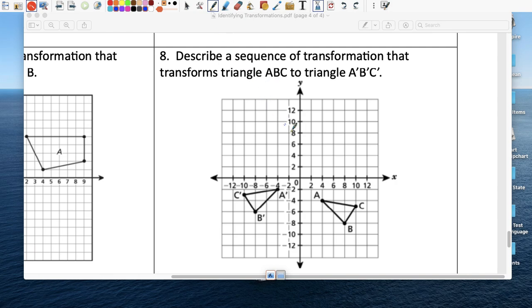8. So we're going from this, the original, to that. All right, so let's look at their seating arrangements first. So we go from A, C, B clockwise. And then over here, it's A prime who's sitting next to B prime, who's then sitting next to it. So you notice that this order has changed. So there's a reflection involved here.